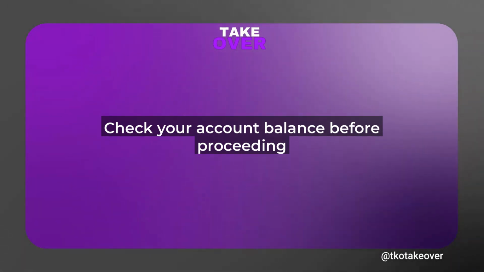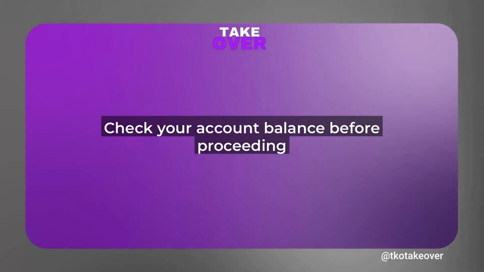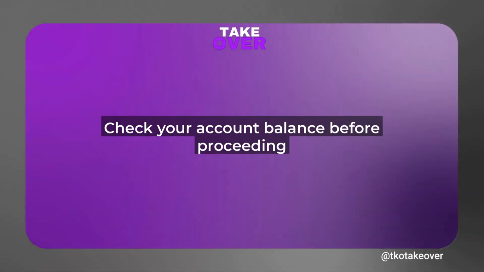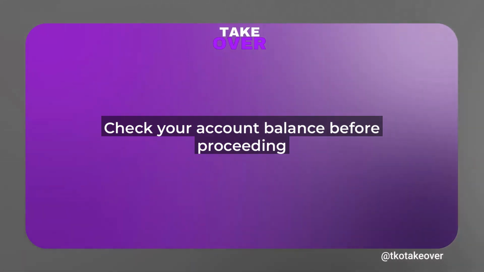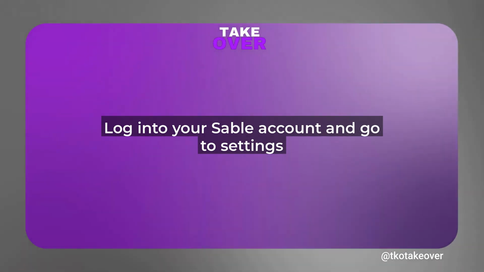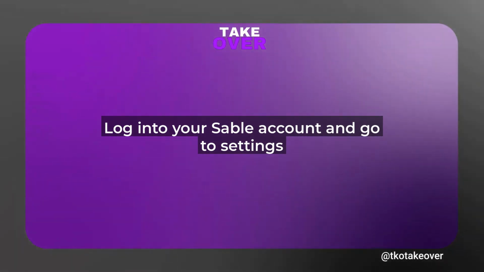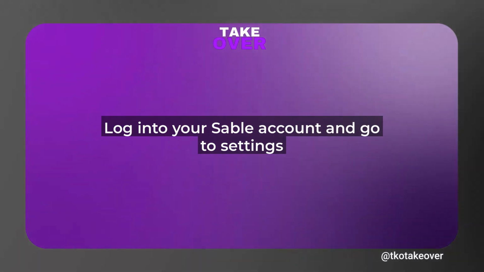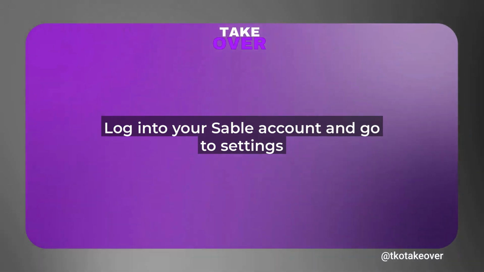First things first, before you cancel, double-check your account. Log into your Sable app or website and review your balance. Make sure there are no outstanding charges or payments due. If you owe anything, pay it off immediately to keep things smooth. Remember, canceling with a balance might lead to collection issues. Once that's sorted, head to the cancellation process.